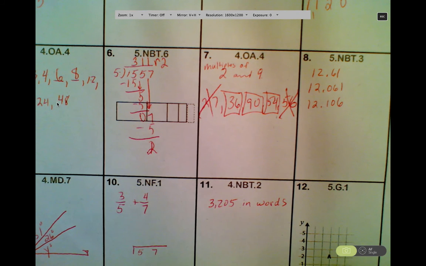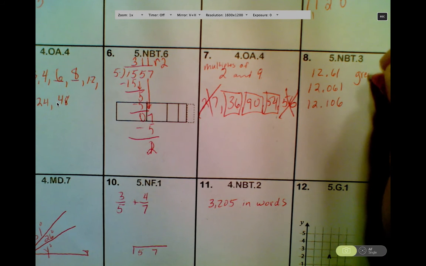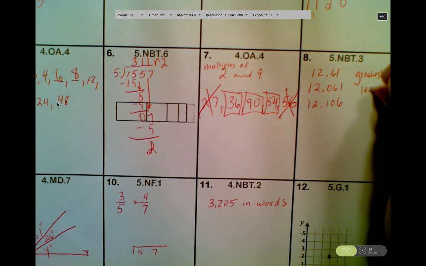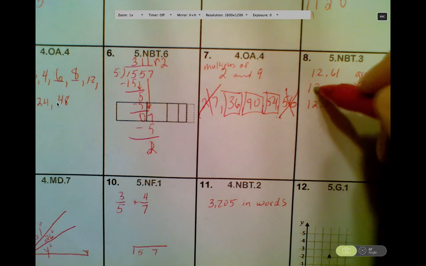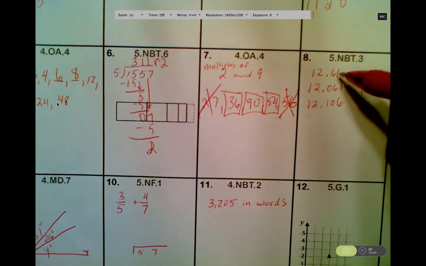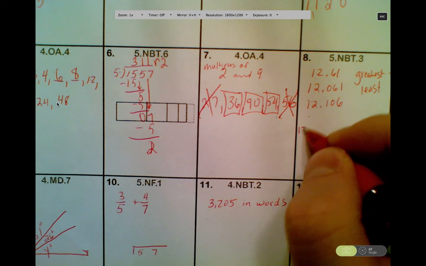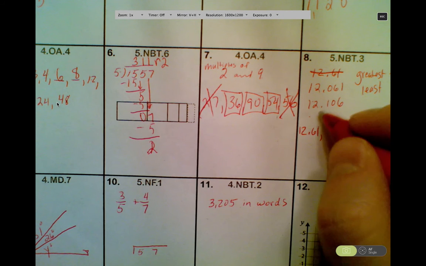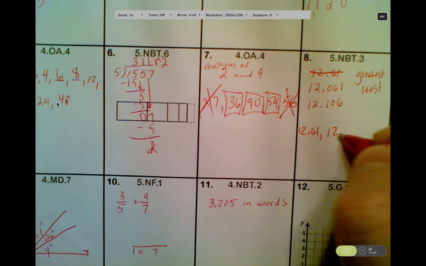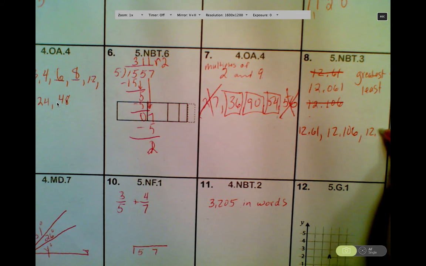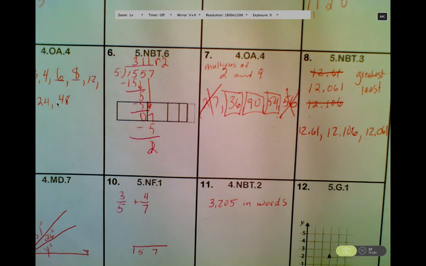Number 8, order the numbers from greatest to least. So this says greatest to least. So we want our highest number first. These are all 12s. So we're going to go to our tenths column and find the highest number. That's a 6, so 12 and 61 hundredths would come first. Then we got our 1 first, so it's 12 and 106 thousandths. And then finally 12 and 61 thousandths.